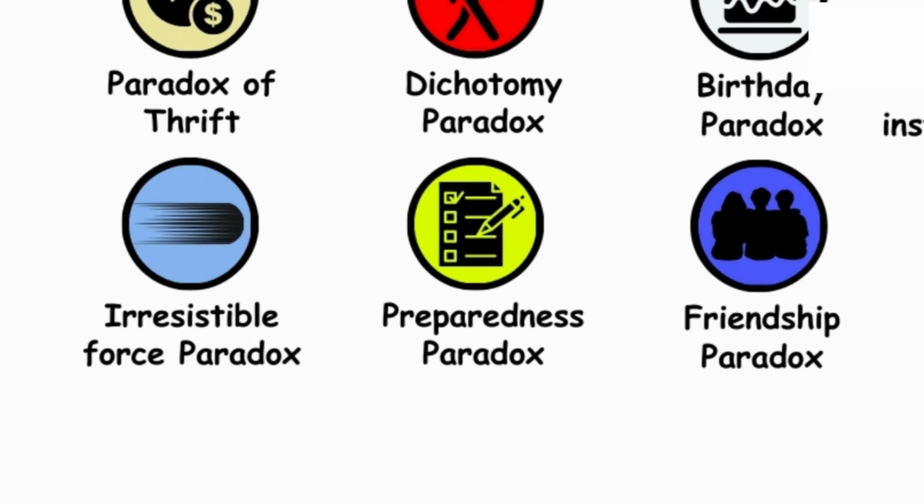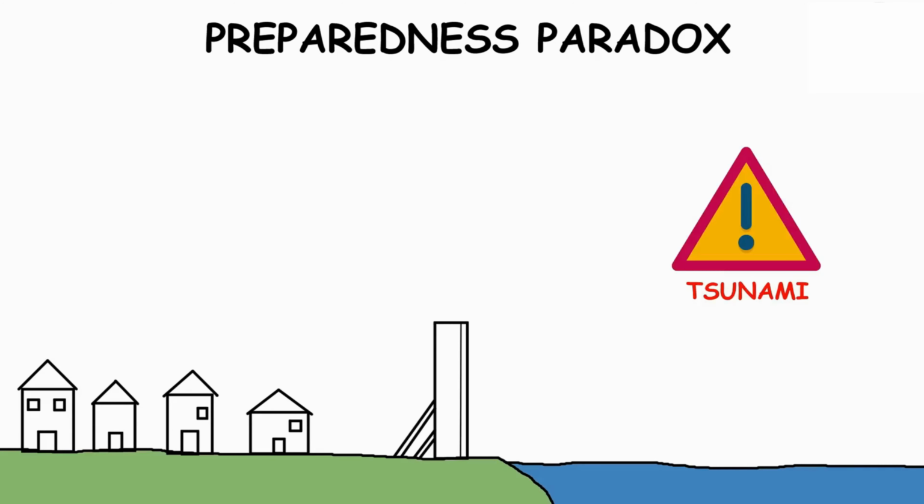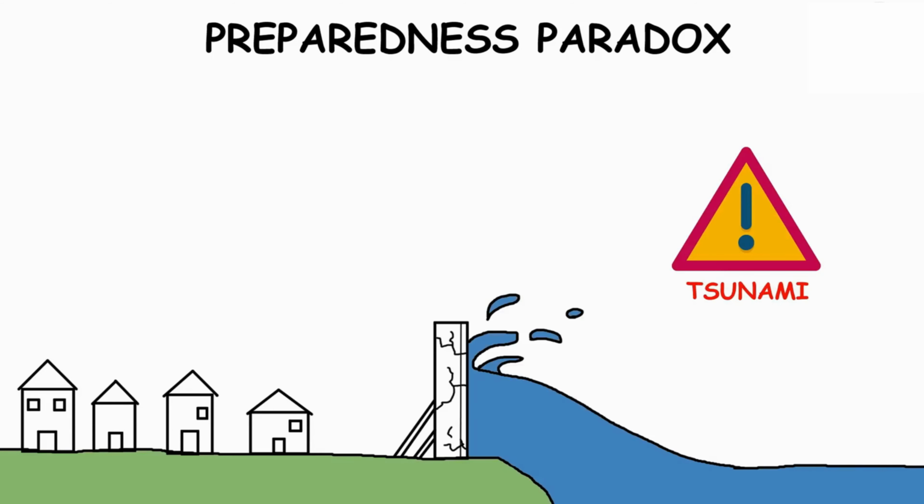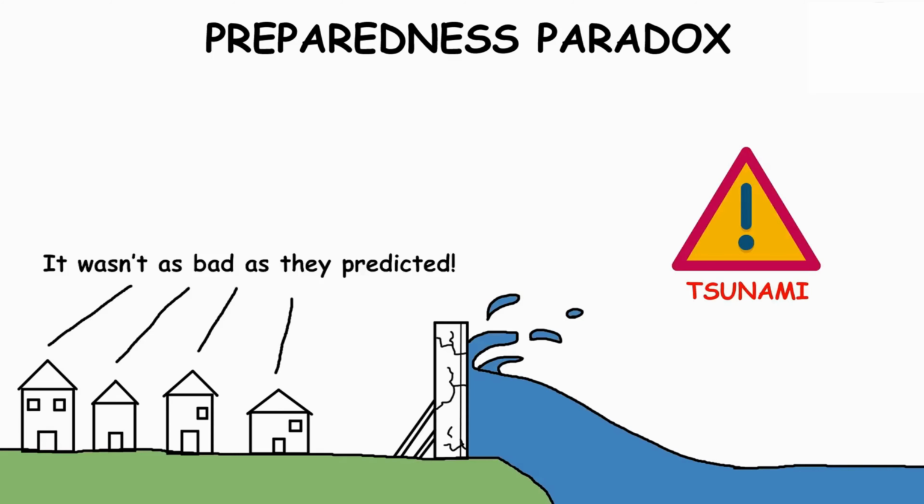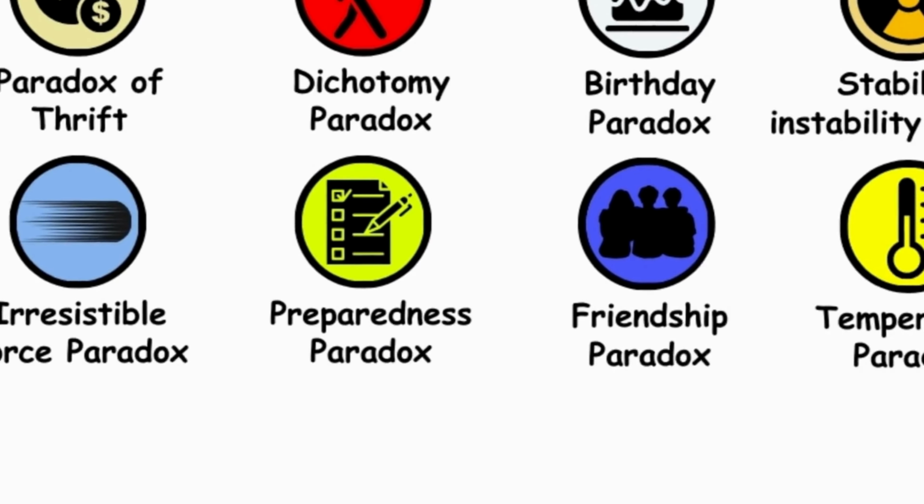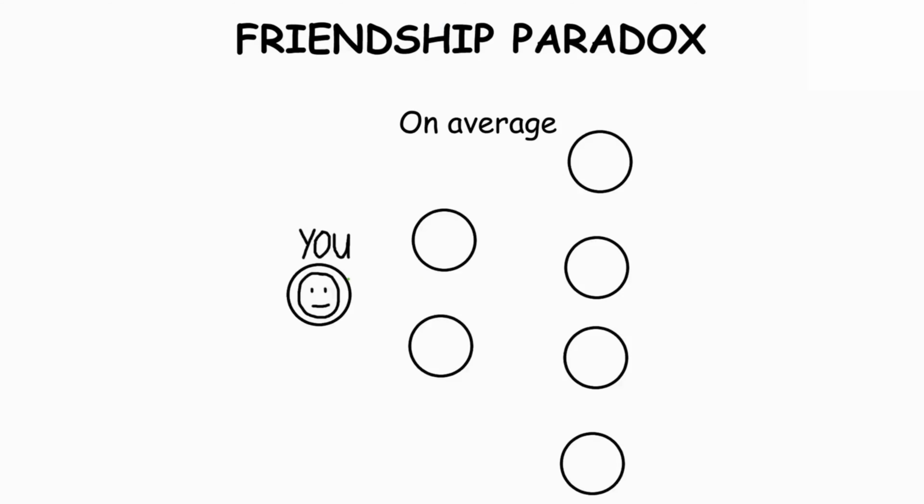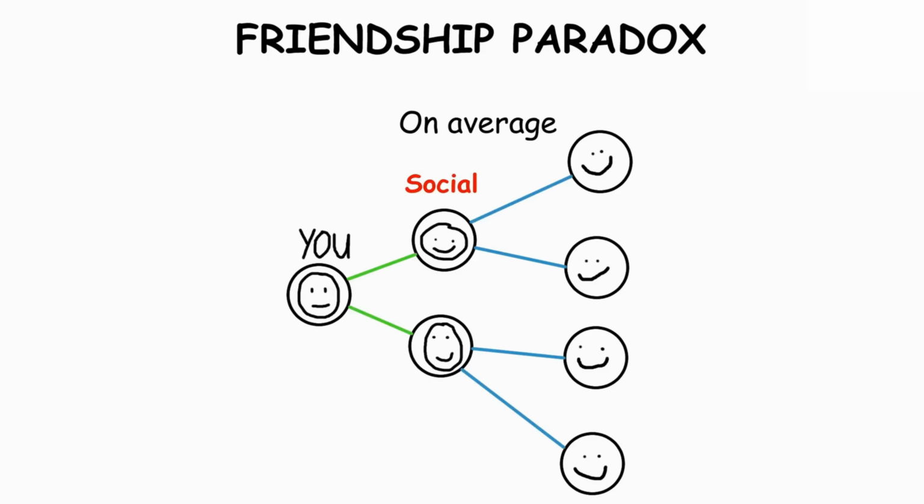Preparedness paradox. After preparing to avoid a catastrophe and lessening the damage, the perception regarding the catastrophe would be much less serious due to the limited damage caused after. Friendship paradox. On average, your friends tend to have more friends than you do. This happens because people who are social and have more friends are more likely to be your friends.